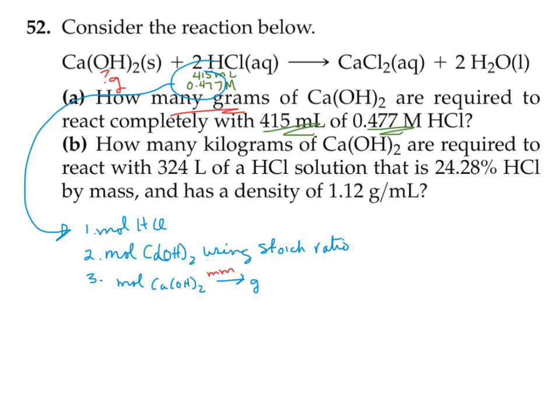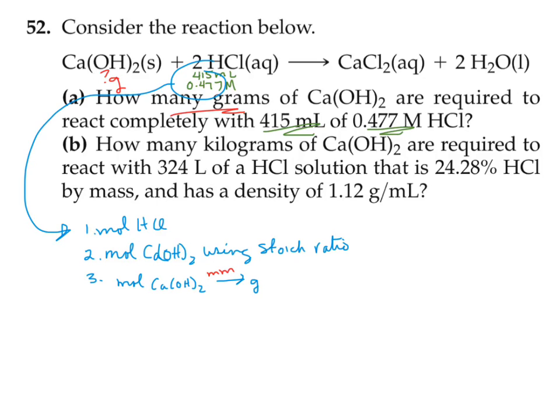So you're after how many grams of calcium hydroxide are required to completely react with that given volume and molarity of HCl. We can get moles of HCl from the volume and the molarity. Then we can get moles of calcium hydroxide from the stoichiometry, once it's balanced for you. And once you have moles of calcium hydroxide from step number 2, you can get to grams using the molar mass of calcium hydroxide. That's a little different than what we had been doing.